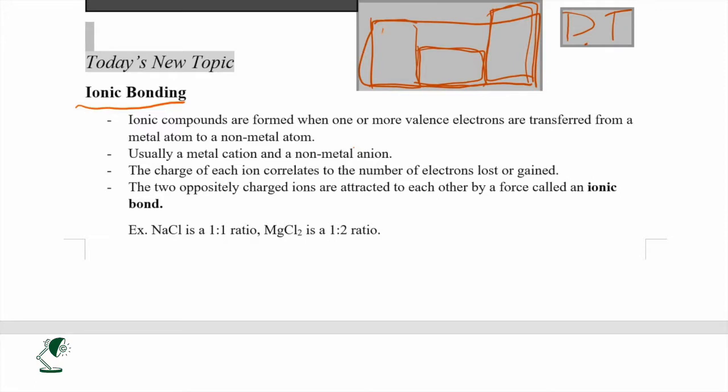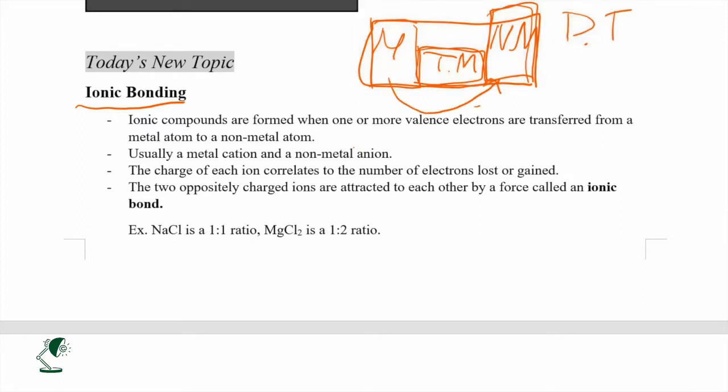So on your left, this is your metal, and the one in between, this is also metal, but it's special. This is called a transition metal. I'm going to write TM, transition metal. And on your right, this is your non-metal. For ionic bonding, the electron from your metal is transferred to your non-metal. This is how your ionic bond is formed, and usually a metal cation and a non-metal anion are formed.